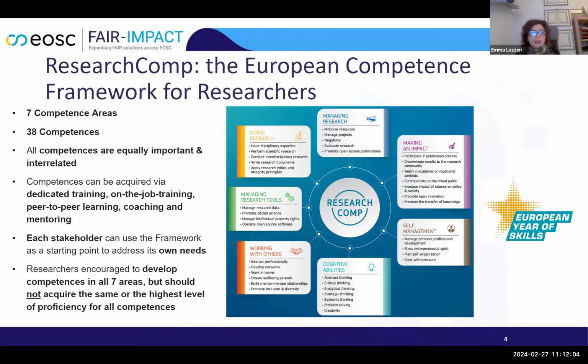Let me also remind you that we are still in the European Year of Skills that started in May 23, and that will end in April this year. So that was a very long year where the European Commission and the European Union managed to foster the definition of skills, but also the upskilling of the European society at large.